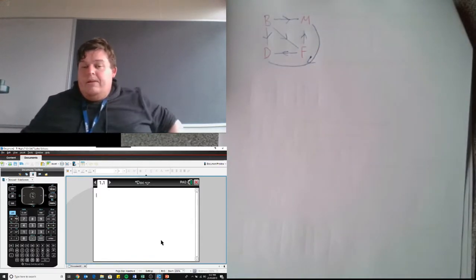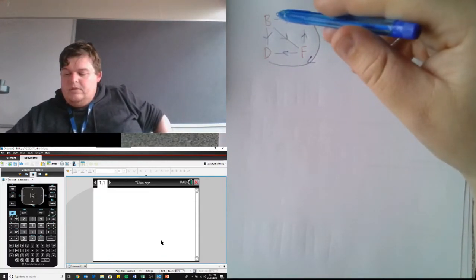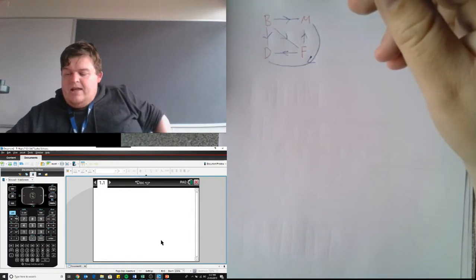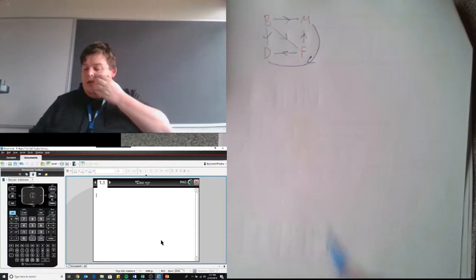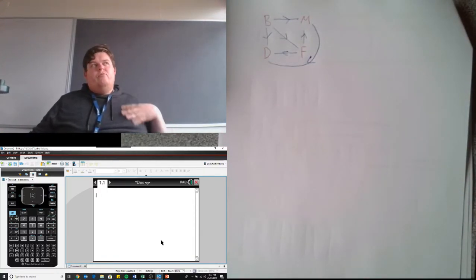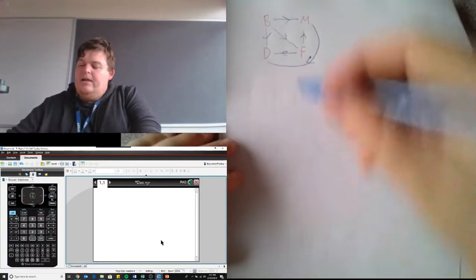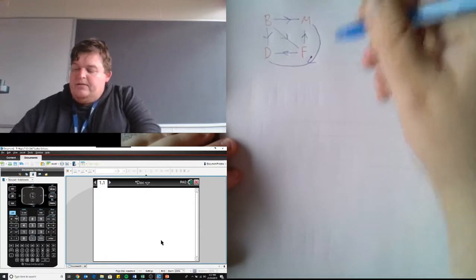We have four people that have competed in a squash tournament. So we have Bill, we have Feng, we have Meg, and we have David. And they're all versing each other in a tournament. And the results of the tournament are shown here with the arrow pointing from the winner to the loser. So for example, F to M would mean that Feng defeated Meg.